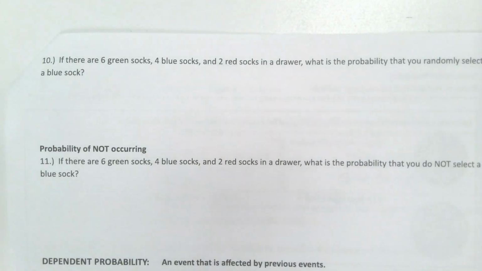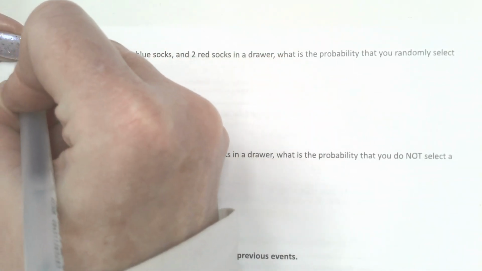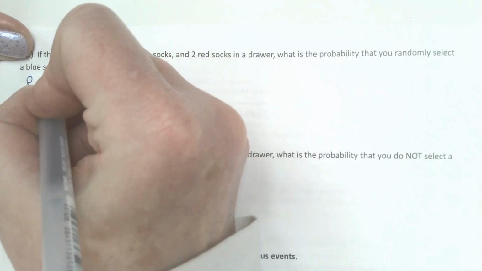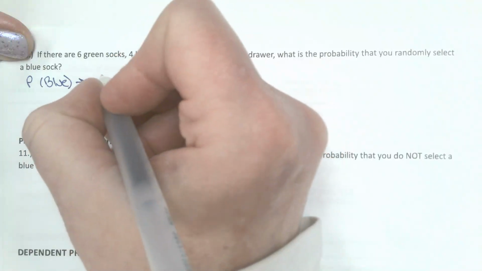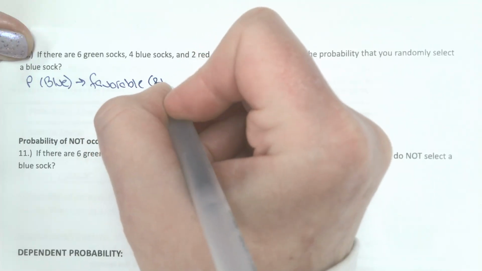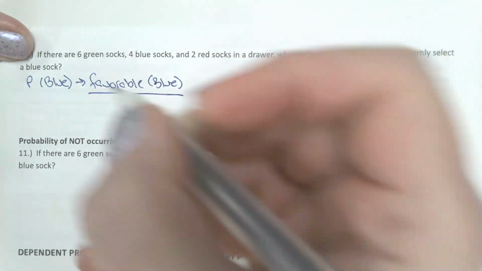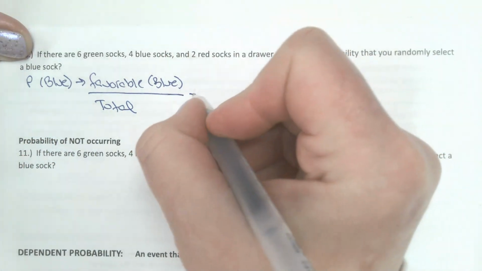Number 10, I have 6 green socks, 4 blue socks, 2 red socks. What's the probability that you randomly select a blue sock? So I want the probability of drawing a blue sock. When you write it, you want your favorable, which is blue, to your total or all possible options.